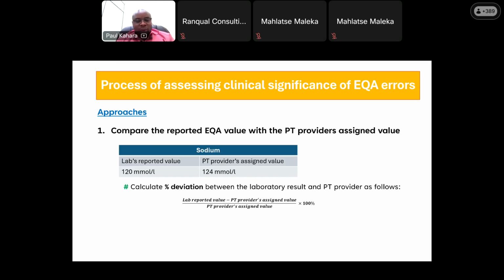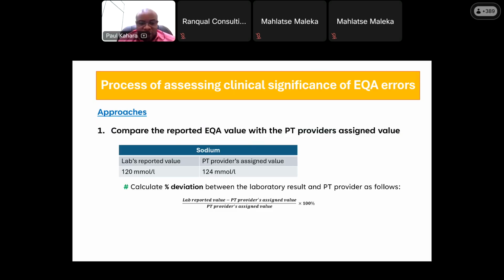So how do you go about it? Remember, the standard is telling us that we have to compare. Now that the EQA has come out as failing, has that failure also been translated to patient results? One approach that you can use is to compare the reported EQA value with the PT provider's assigned value.